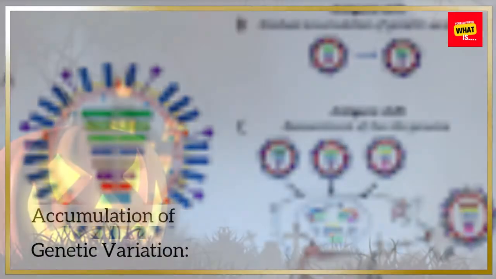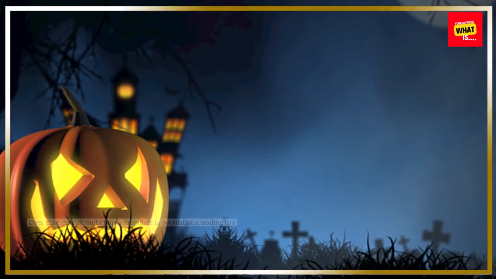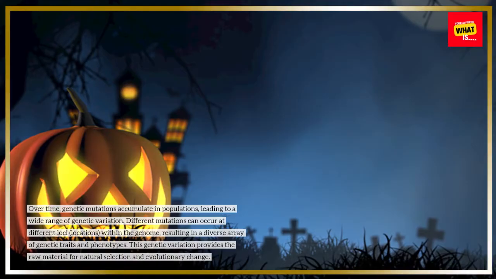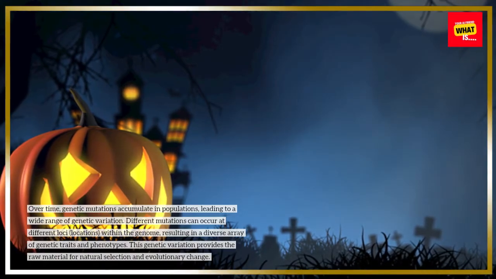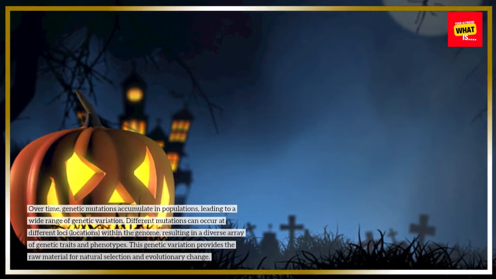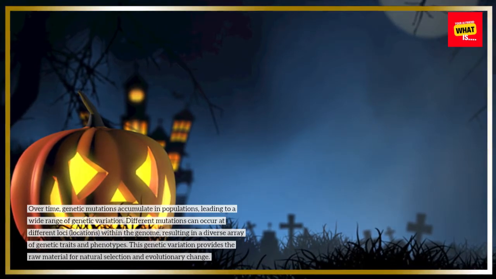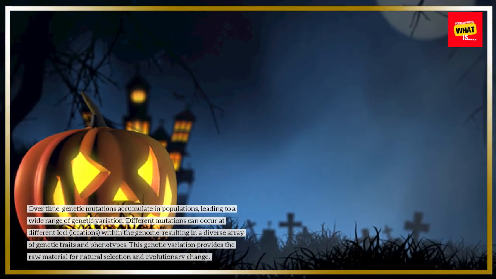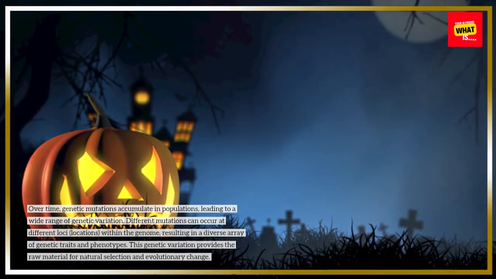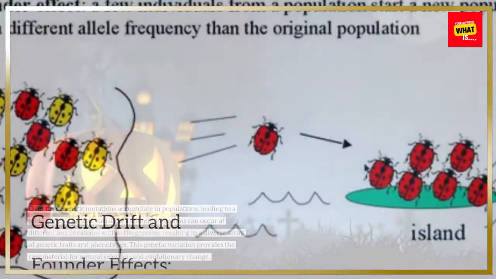Accumulation of genetic variation. Over time, genetic mutations accumulate in populations, leading to a wide range of genetic variation. Different mutations can occur at different locations within the genome, resulting in a diverse array of genetic traits and phenotypes. This genetic variation provides the raw material for natural selection and evolutionary change.